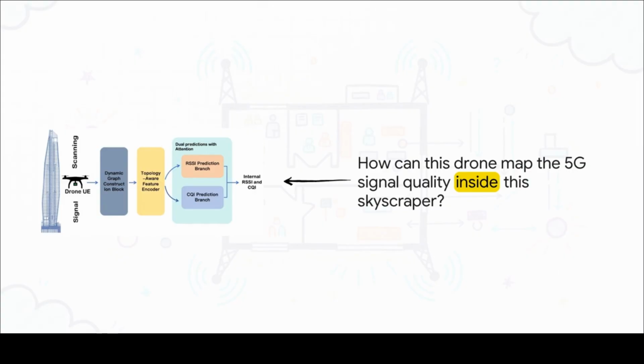So take a look at this. This image really gets to the heart of the problem we're tackling. You've got a UAV. It's collecting signal data, but only from the exterior of a massive building. The fundamental question, the one this whole paper is about, is can we take those sparse external measurements and use them to accurately reconstruct the entire 3D signal landscape inside? That is the core challenge.